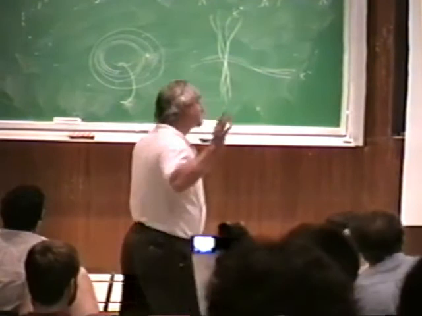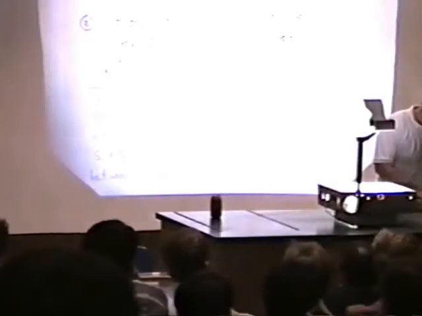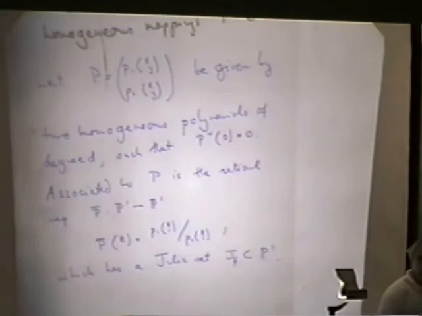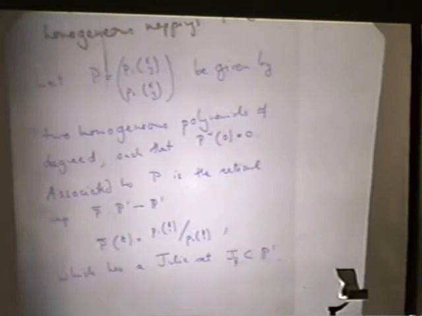Okay, let me start now on my next example. Non-degenerate homogeneous mappings from C2 to C2. If you take two homogeneous polynomials of degree D and you design these things so that the inverse image of zero is just zero, nothing else, then they define a map from the Riemann sphere to the Riemann sphere. Every line is taken to another line.